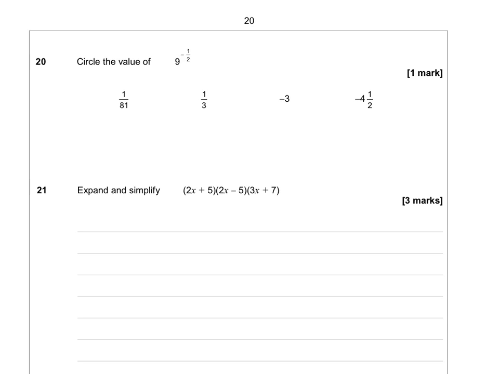Question 20, circle the value of 9 to the power of minus a half. 9 to the half is the square root of 9, which is 3, and 9 to the negative a half, the negative power creates a reciprocal, so 1/3 is the answer.